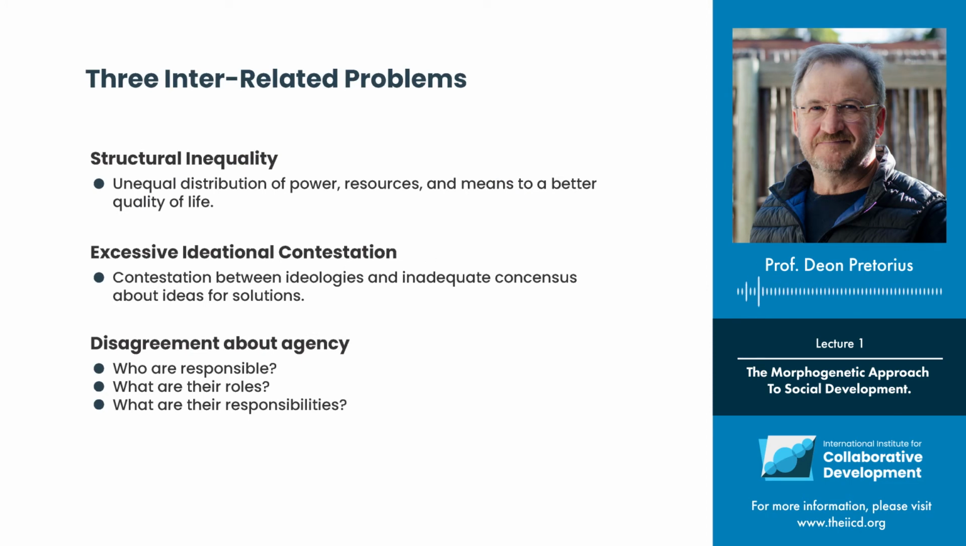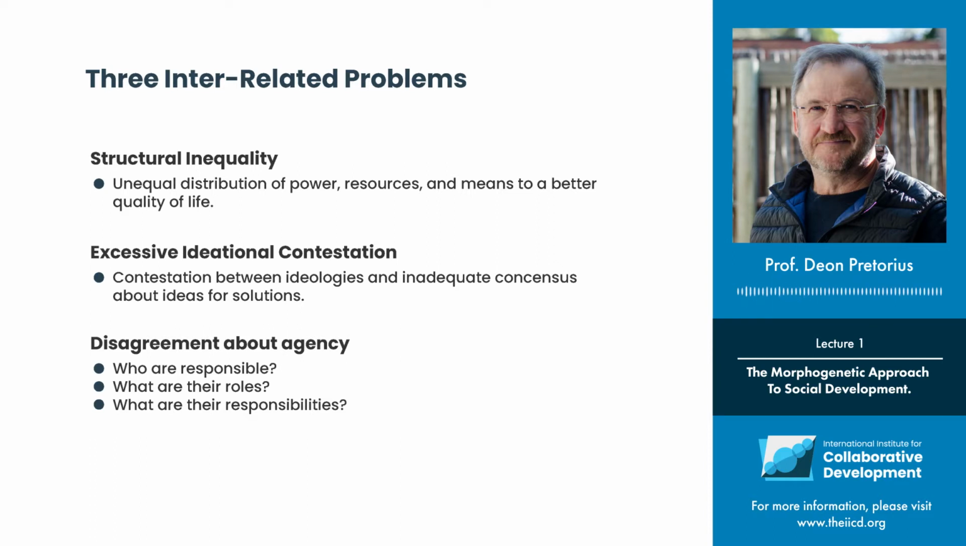The second problem that accompanies the structural inequality problem in a country like South Africa is the problem of exclusive ideas and ideologies and excessive contestation amongst these different sets of ideas. For instance, the contestation between capitalism and socialism, or the idea of whether the market should be the driving force of an economy or whether the state should play a key and primary role. This leads to an inadequate consensus about important ideas for development solutions.